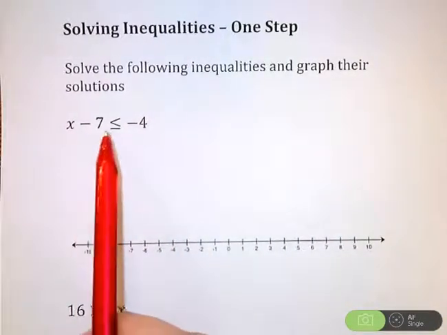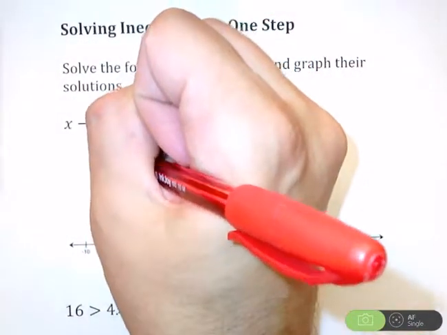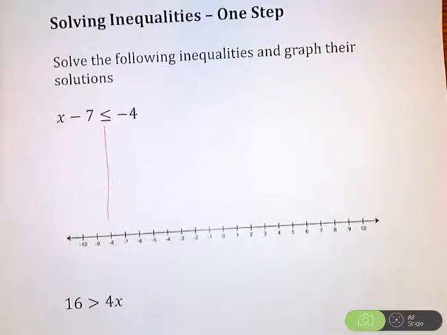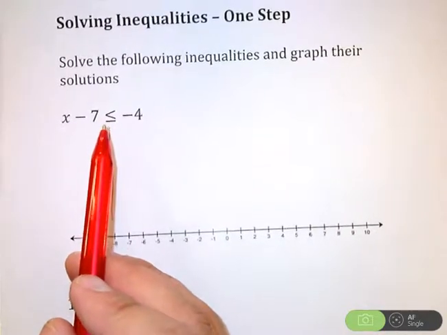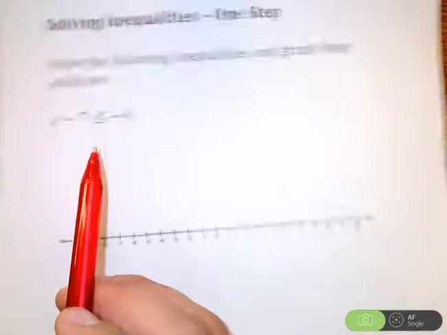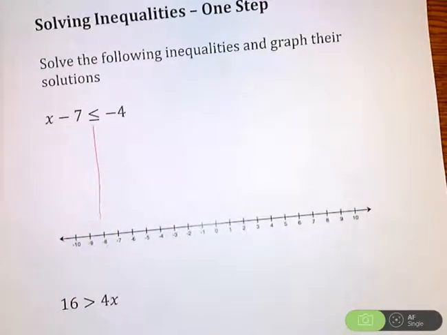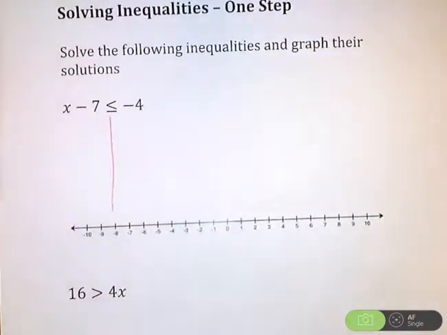So I have x minus 7 is less than or equal to negative 4. Now, when we're solving these, it's just like solving equations, okay? The only difference is there's an inequality sign in the middle, and once we get going in my series of videos, we're going to have to be a little bit careful with that. But in general, you're just solving like we would solve equations, which means we got to get x by itself by working the order of operations backwards.